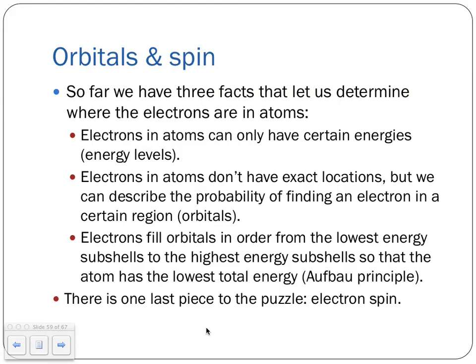So far, we have 3 facts that let us determine where the electrons are in atoms. Number 1, electrons in atoms can only have certain energies. We said those were energy levels and no energies in between. Rule 2 that we have here.